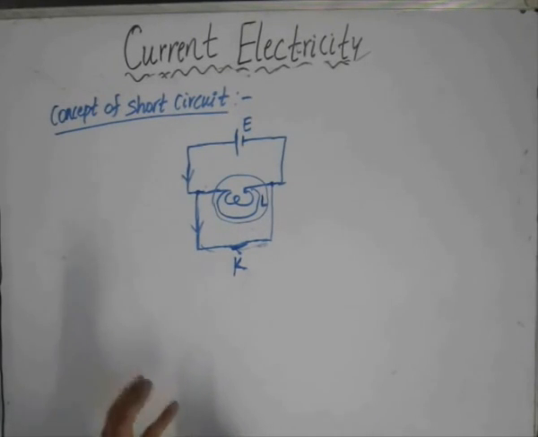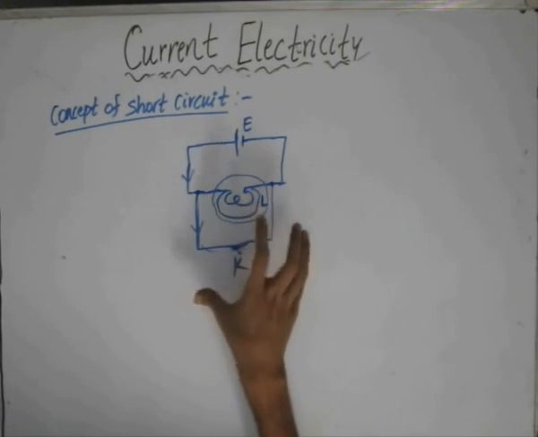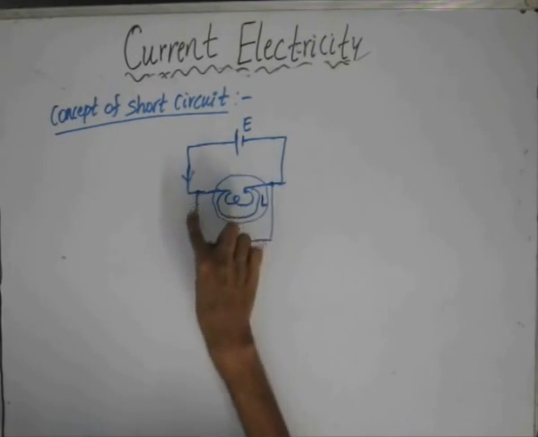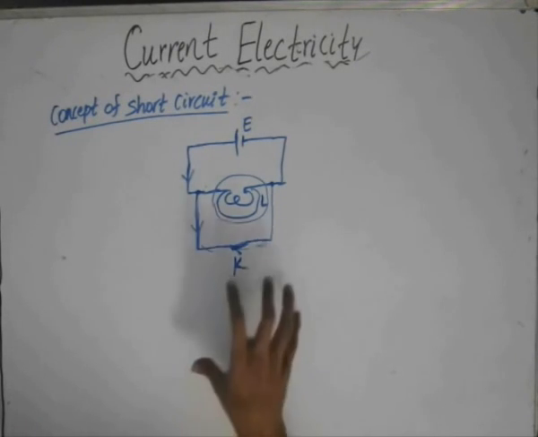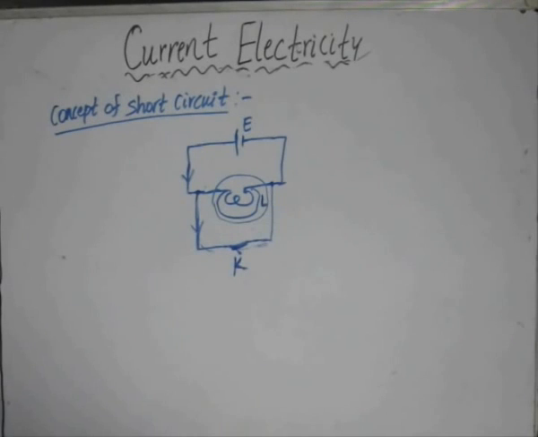So from now we just need to remember one thing: a short circuit is a path of low resistance, and it allows the entire current to flow through it. For a short circuit path, we have the maximum current passing through it.